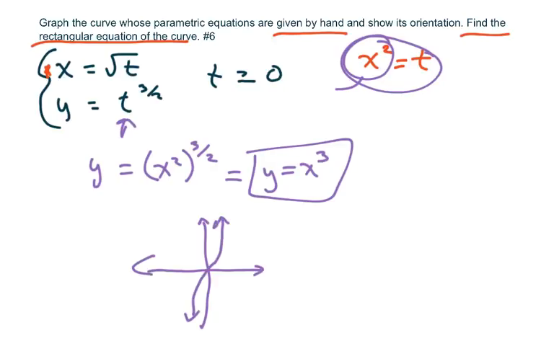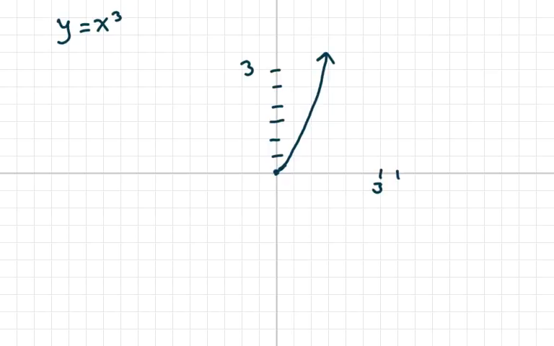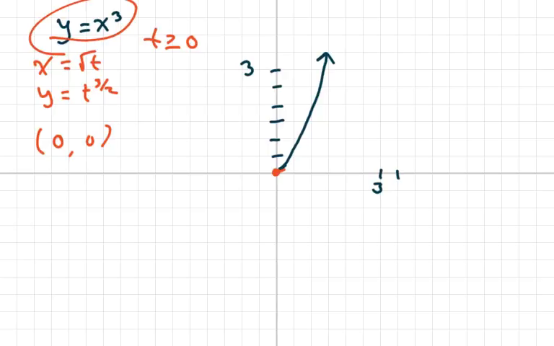And basically when you're plugging in 0 here, you get 0. So basically I have it over here. So when you're plugging in zeros into the t's, so if I have x equals square root of t, and if I have y equals t to the 3/2, basically when I plug in 0, because t has to be greater than or equal to 0, I get 0, 0. So we're starting here, and then from there you can just graph that.